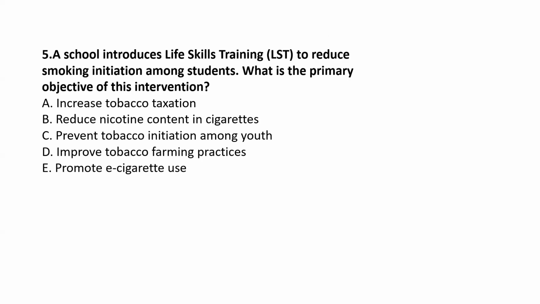MCQ 5: A school introduced life skills training to reduce smoking initiation among students. What is the primary objective of this intervention? A, increase tobacco taxation. B, reduce nicotine content in cigarettes. C, prevent tobacco initiation among youth. D, improve tobacco farming practice. E, promote e-cigarette use. C is the right option.